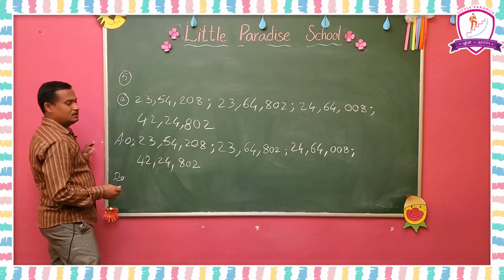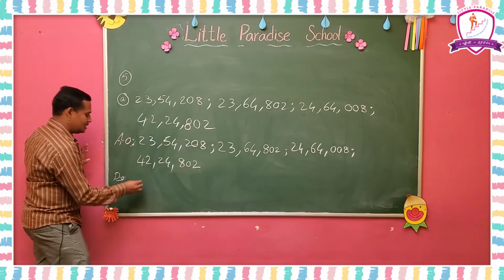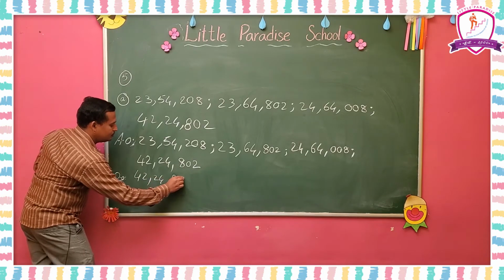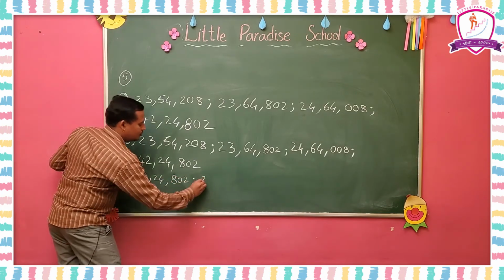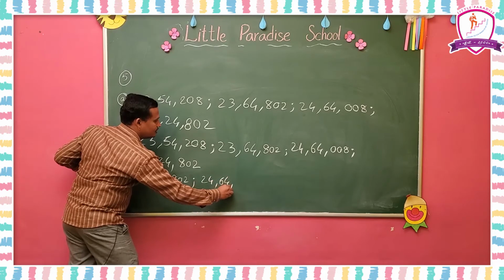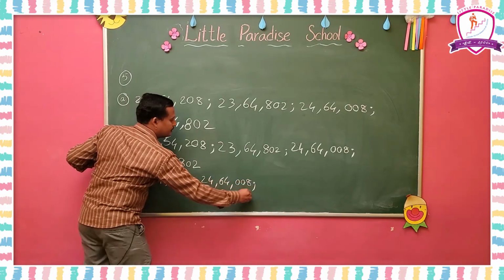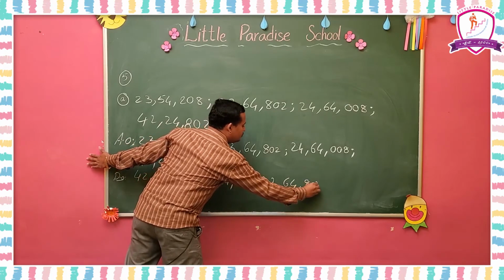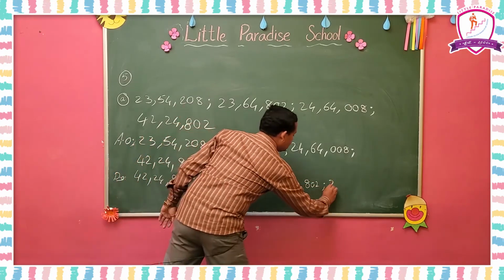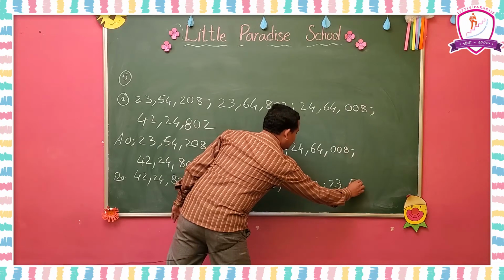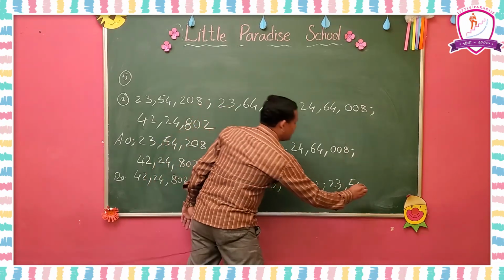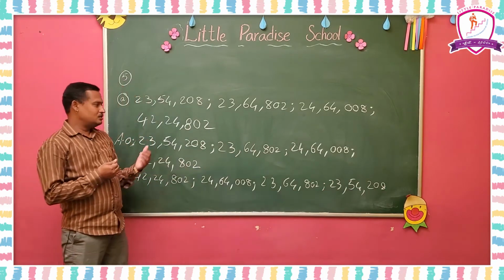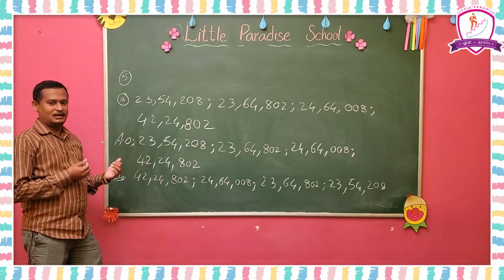Descending order means big to small. What is the biggest one here? 42 lakhs 24,802, and next 24 lakhs 64,008, and next 23 lakhs 64,802, and next 23 lakhs 54,208. This is the descending order. Like this you have to arrange the descending order and ascending order.